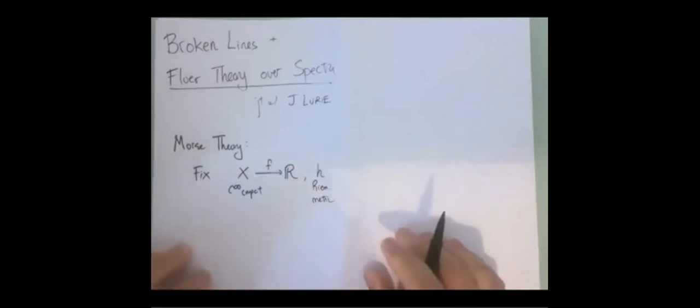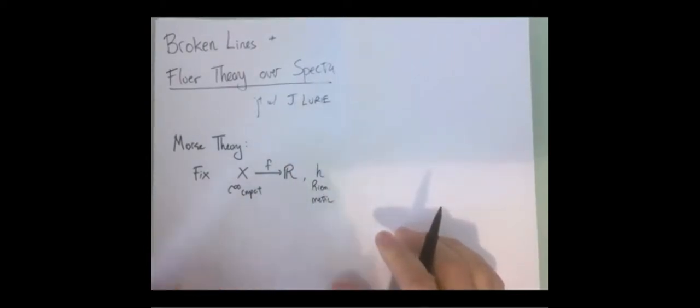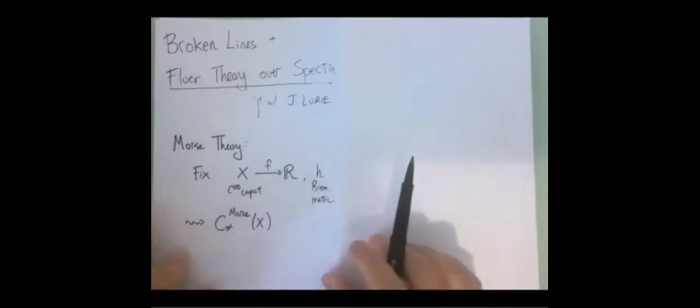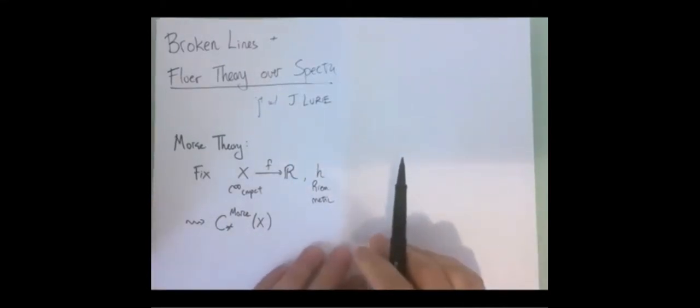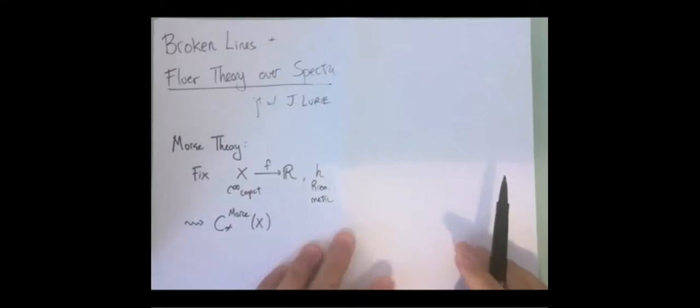As usual in Morse theory, I want genericity of both f and h, so that in particular, near critical points, f looks like a quadratic function. I'll use that in just a moment. Out of this data, we can construct a chain complex that I'll call the Morse chain complex of x. This depends on the data of f and of h, but I will omit that from the notation. So how is this chain complex constructed?